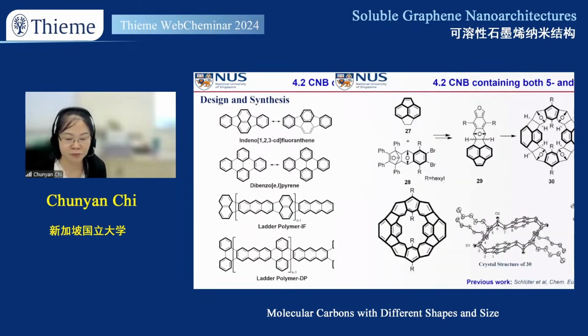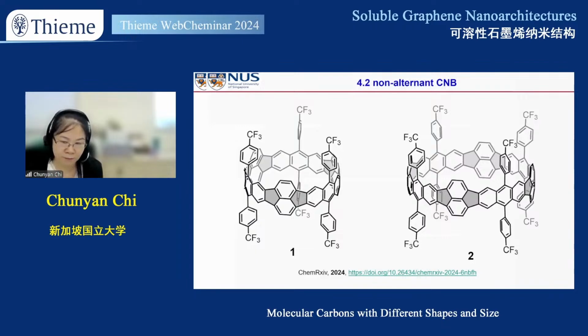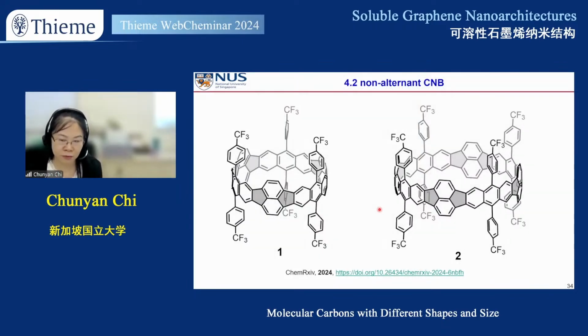Then in the literature, we found that Professor Schlüter tried to synthesize this kind of carbon nanobelt almost 20 years ago. However, he could not get the target compounds 30 and 31 with the oxygen bridges. This is mainly because the target structure has very large strain. Then we analyzed the strain, and also we proposed new synthetic rules, and thanks to the students, we finally prepared the two non-alternant carbon nanobelts.